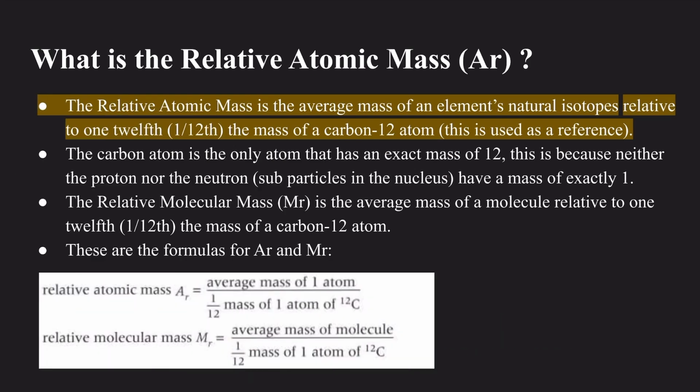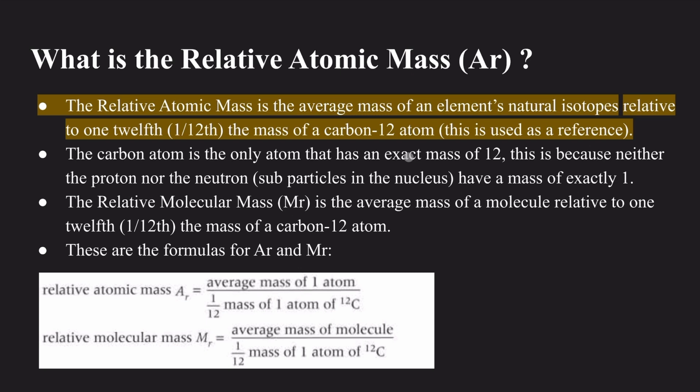So the first thing we'll look at here is what the relative atomic mass, or AR, is exactly. AR is another way of saying relative atomic mass. Well, the relative atomic mass is the average mass of an element's natural isotopes relative to 1/12 of the mass of a carbon-12 atom. Right, so there are a number of key things we need to talk about here.